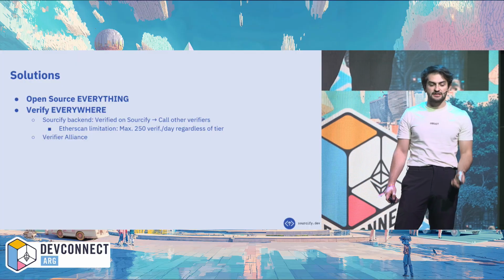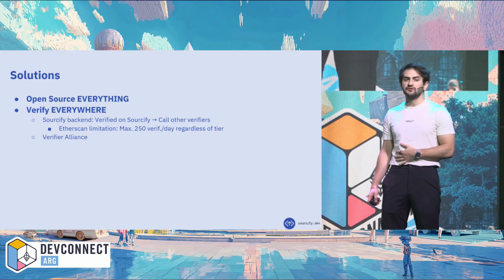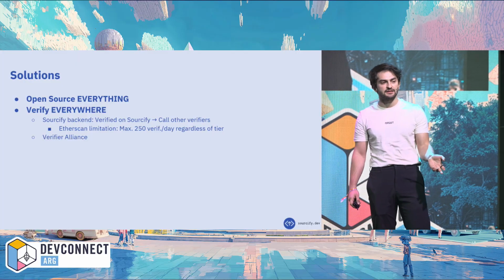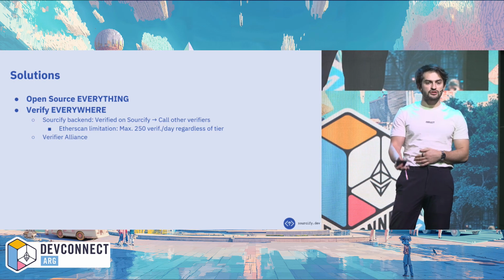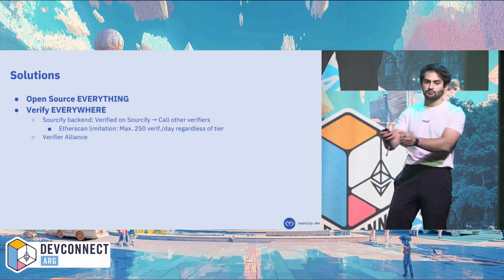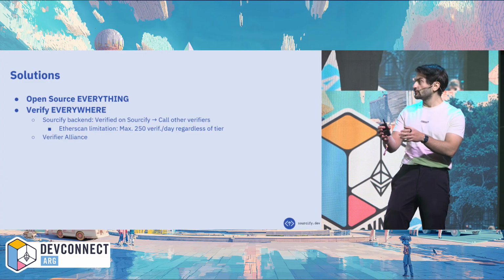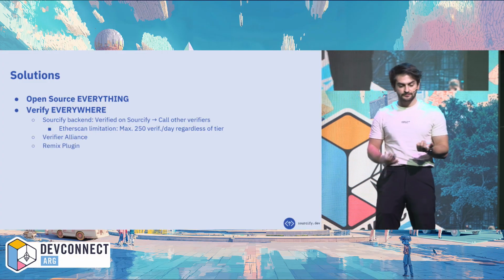And of course, the second thing is the Verifier Alliance. So whenever we verify something, we post it in the Verifier Alliance database. We also listen to the database. So whenever BlockScout or RouteScan verifies the data, we also pull from there, and then we also verify it ourselves.